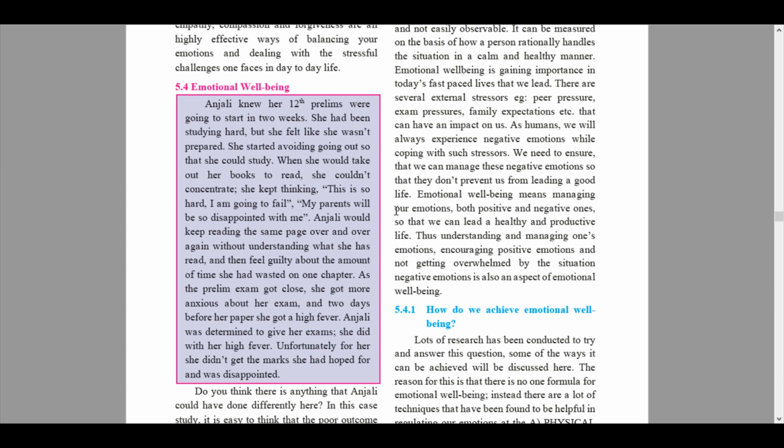Anjali would keep reading the same page over and over again without understanding what she was reading. Then she felt guilty about the amount of time she had wasted on one chapter. As the prelim exam got close, she got more anxious, and 2 days before her paper, she got a high fever. Anjali was determined to give her exam. She did, with her high fever. Unfortunately for her, she didn't get the marks she had hoped for and was disappointed.